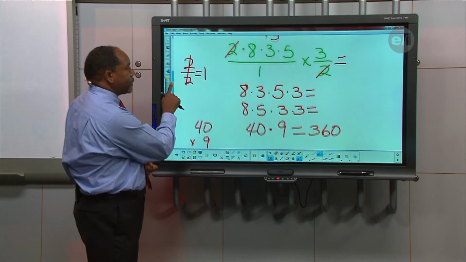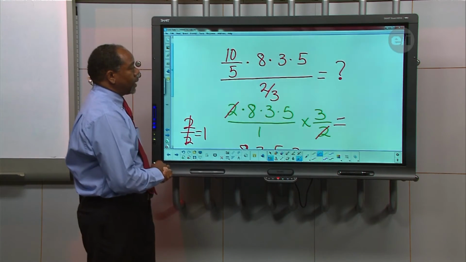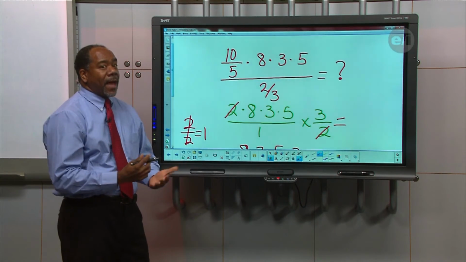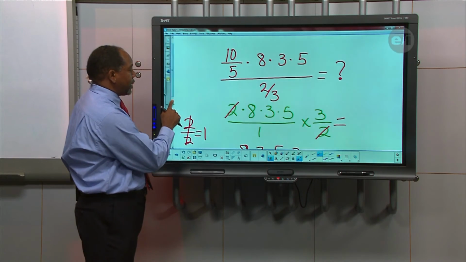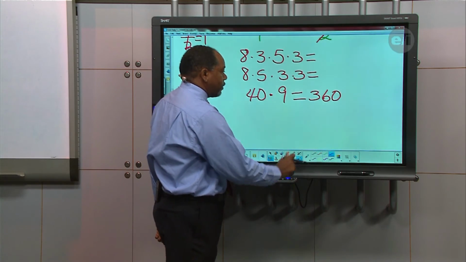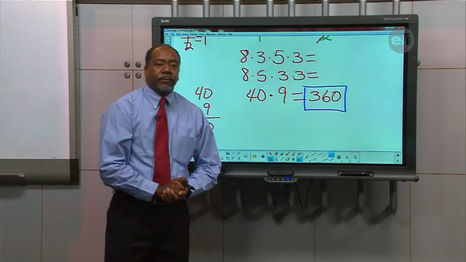So if I go back to the original problem, 10 divided by 5 times 8 times 3 times 5, all of that divided by 2/3, I can know to multiply by the reciprocal, cancel out things, and I get my answer, which is 360. That was a great question.